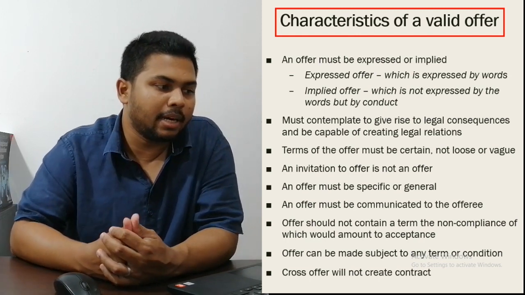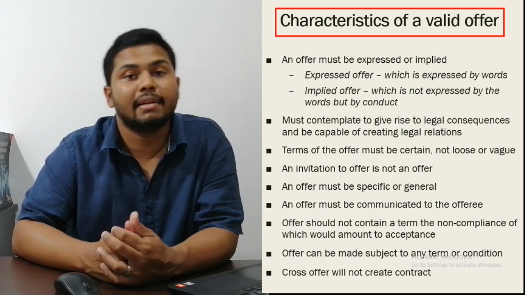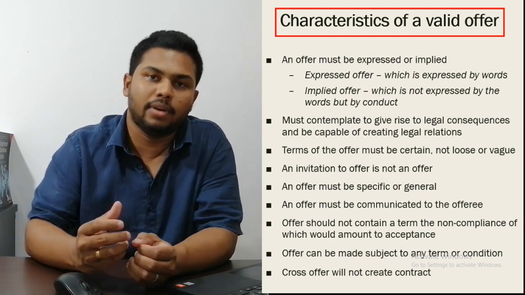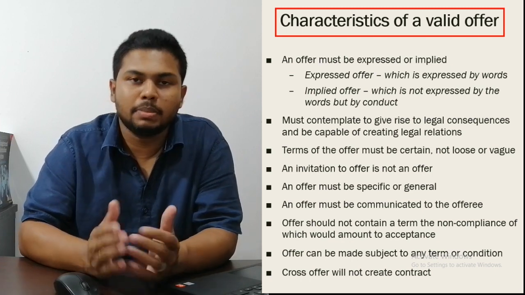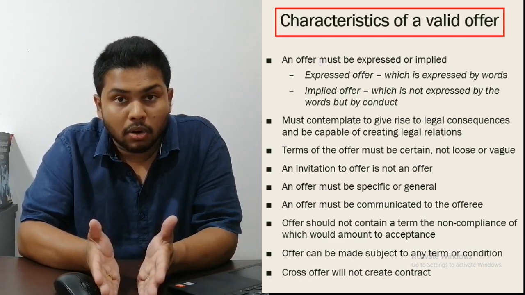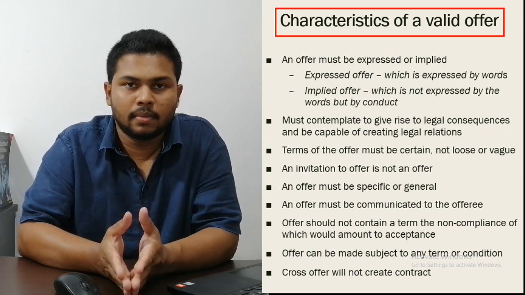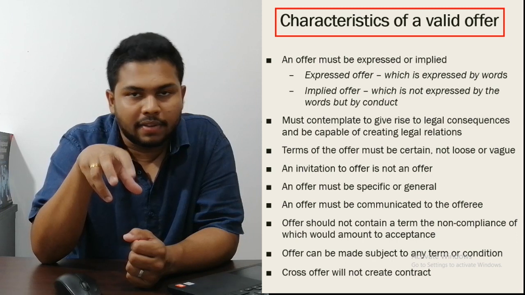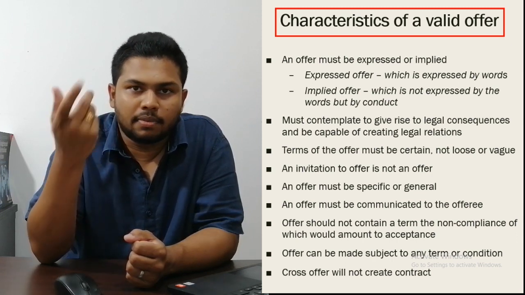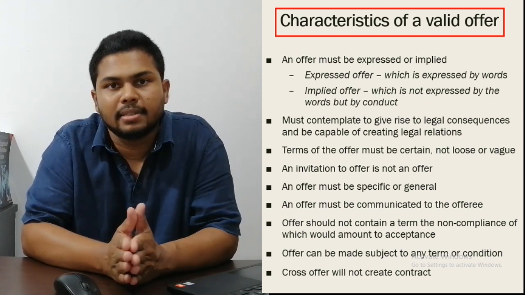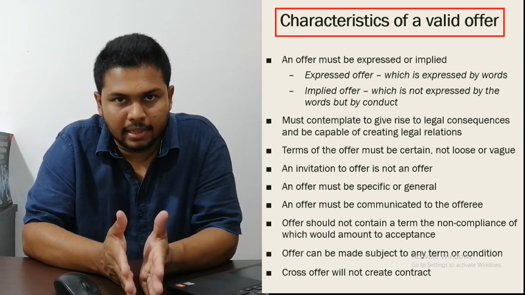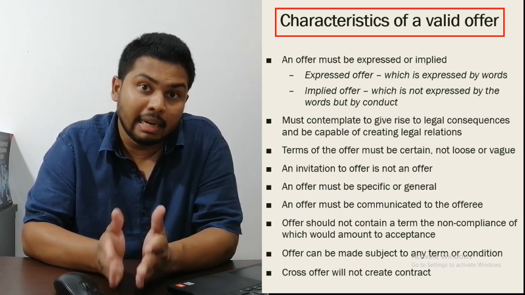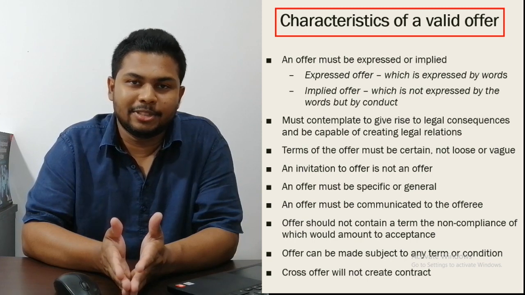Then the second one: it must contemplate giving rise to legal consequences and be capable of creating legal relations. The offer should be qualified enough to create a legal relation between the party that gives the offer and the party who receives it, which means between offeror and offeree, it should be qualified enough to create a legal binding. That is what is meant by contemplating legal consequences. If somebody raises a dispute over it, you can go for legal proceedings relevant to the disputes over the terms and conditions in the offer, because the offeror has offered and the offeree has accepted, which means the offeree has legally agreed to perform that particular offer, right?